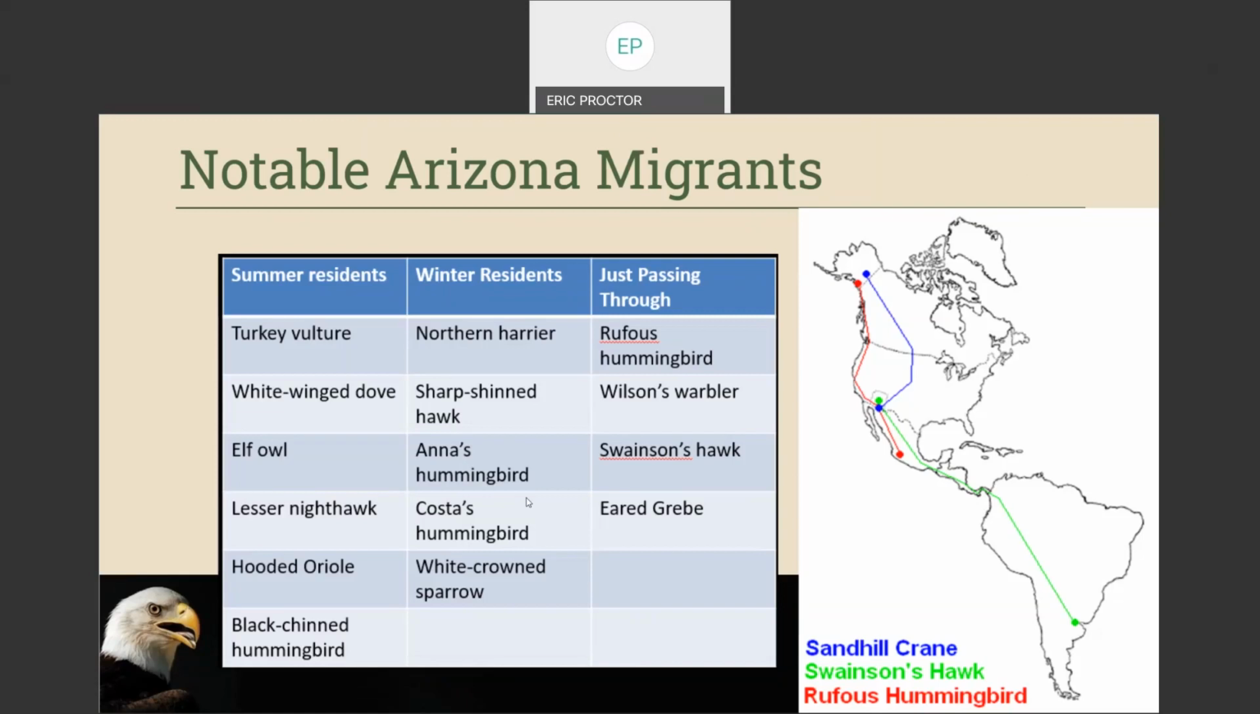Another example you can see is the rufous hummingbird, which is shown there in red. The hummingbird is this tiny little bird, but it actually has a really extensive migration. This is just one example of coming down from southern Alaska, passing through Arizona, and then coming down to Mexico. And then the Swainson's hawk.